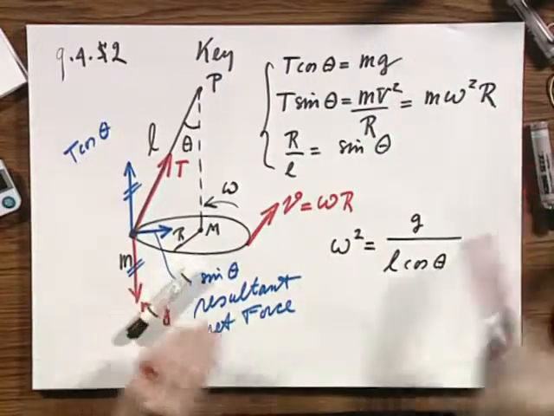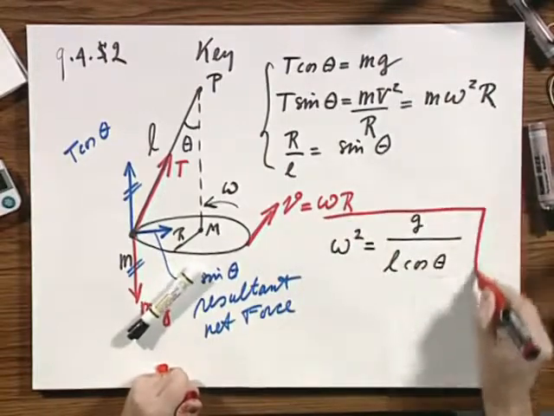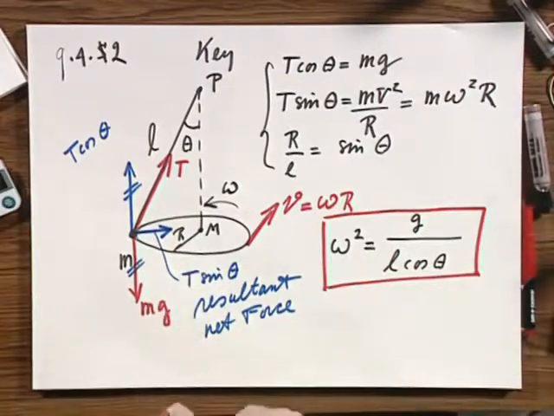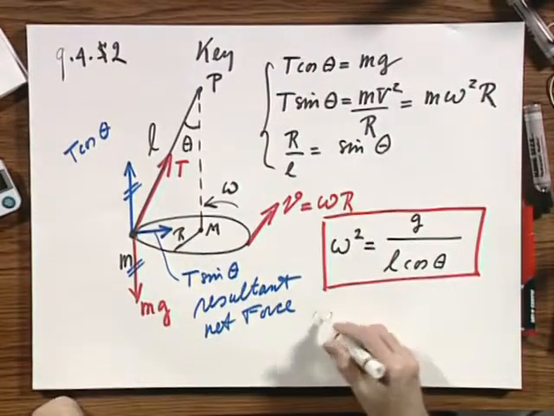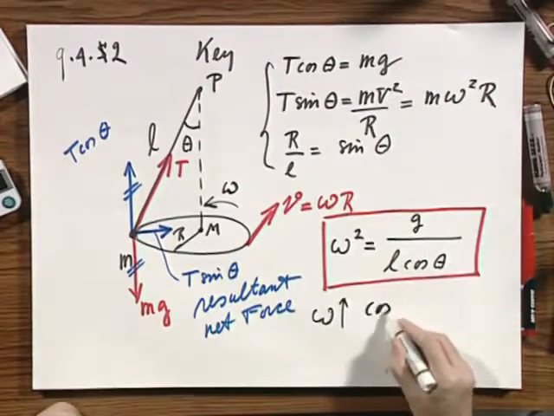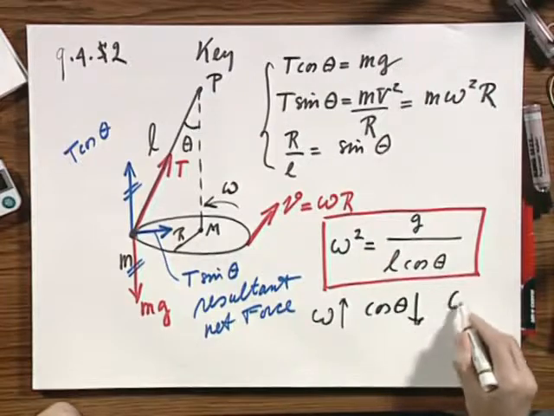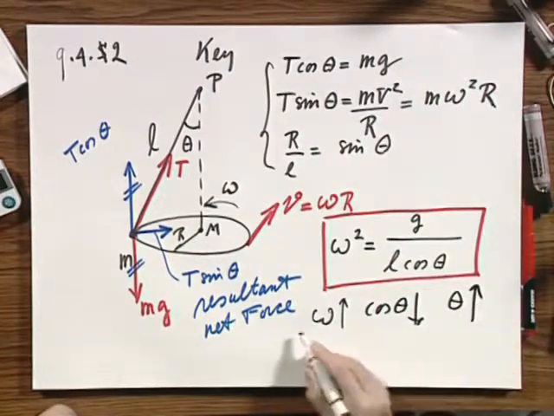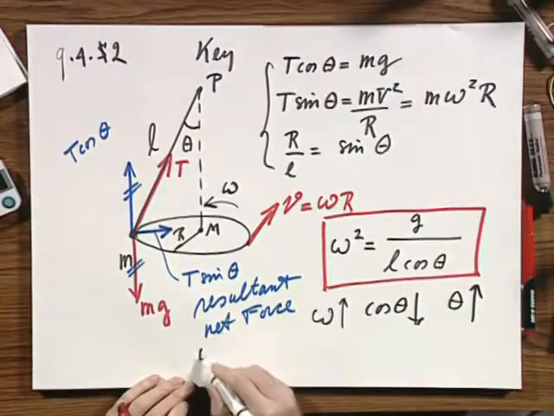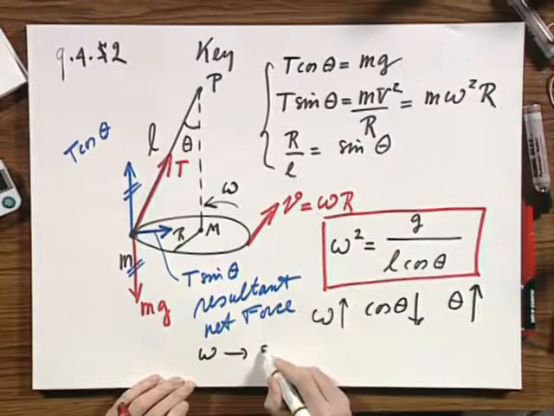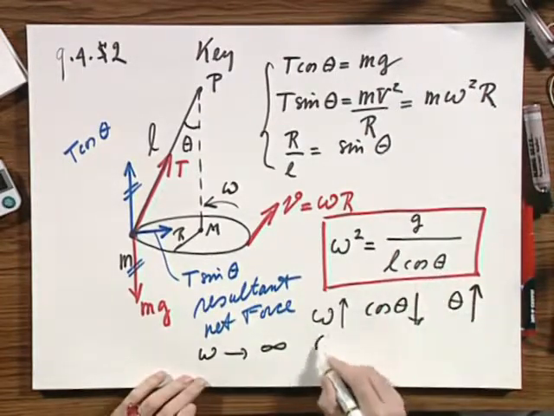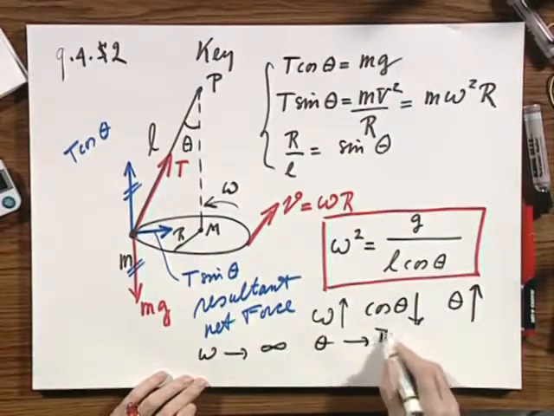So you see, you cannot arbitrarily choose omega and theta. They are coupled through this relationship. If omega goes up, you want to go faster. Notice that the cosine of theta, therefore, must go down, and that means theta must go up, which is completely consistent with our intuition. For omega to go to infinity, the cosine of theta would have to become 0, and so theta would have to go to pi over 2.